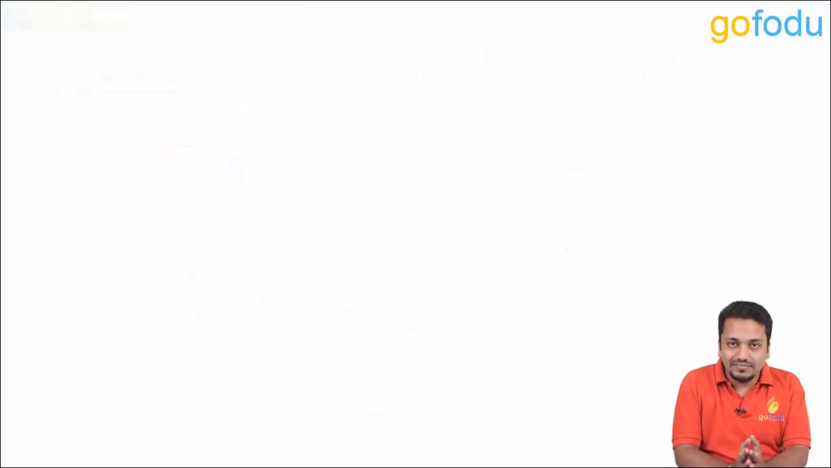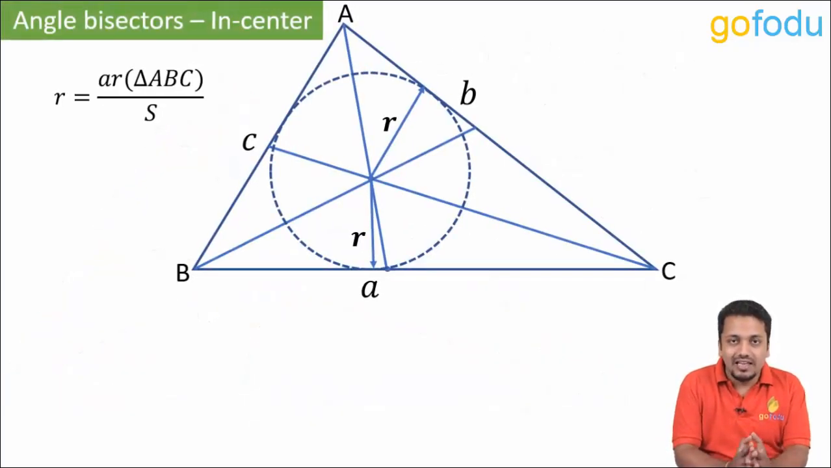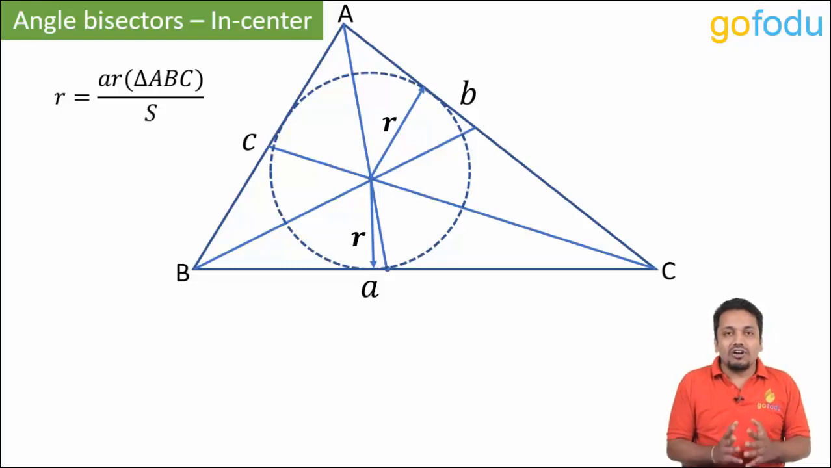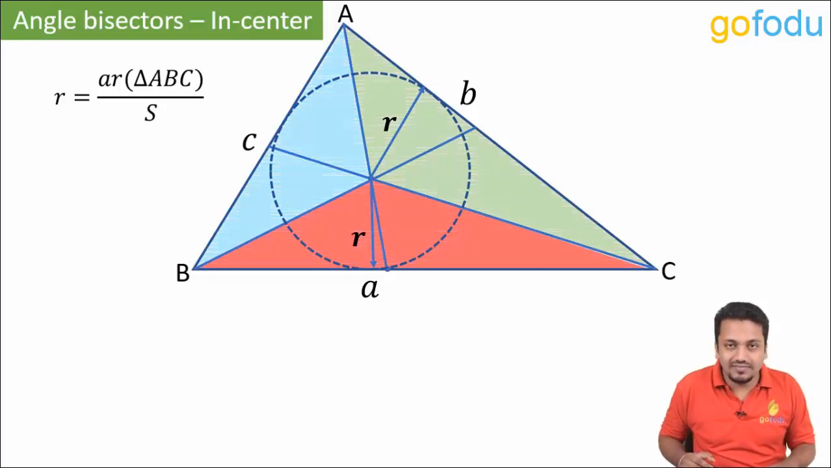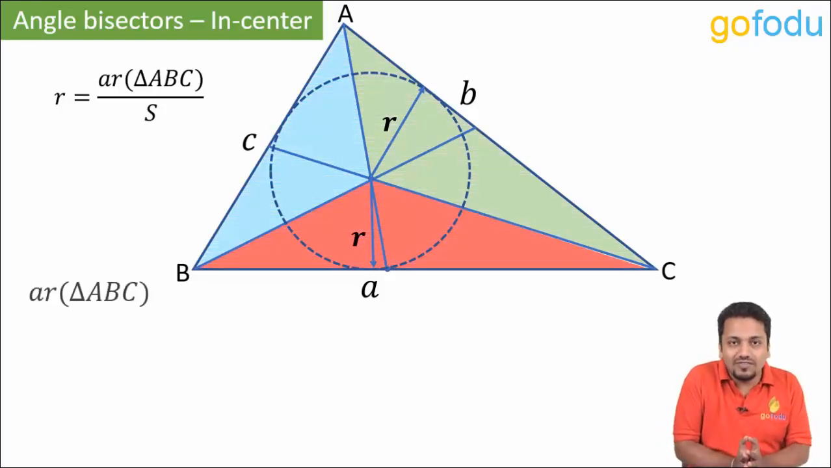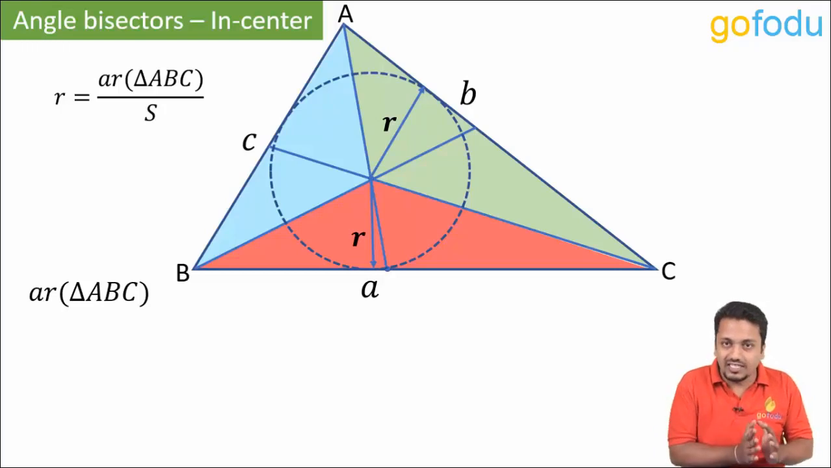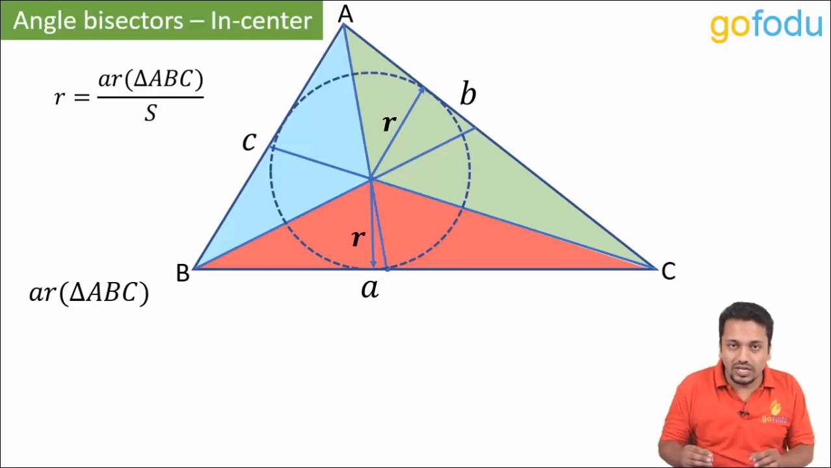Next property, inradius R is equal to the area of triangle ABC upon its semi-perimeter. Now, the area of triangle ABC is the sum of areas of these three triangles. Area of the red triangle is half into base A into radius R. Radius itself is the height. This we will see in tangents, how a tangent is perpendicular to the radius. So here, the radius is the height.